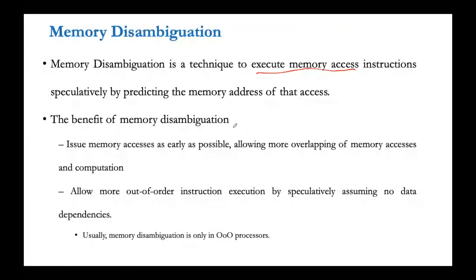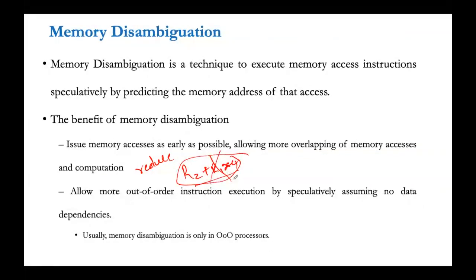So what is the benefit of this memory disambiguation? It issues the memory access as early as possible, and it allows more overlapping of memory accesses. It can reduce the need to go and calculate the effective address R2 plus R1 multiplied by 4 every time. So every time this computation is required, but if it is speculatively predicting that from the previous effective address it is just 4 bytes away, this computation is reduced or eliminated. Once this computation is eliminated, the performance of your CPU will be increased.